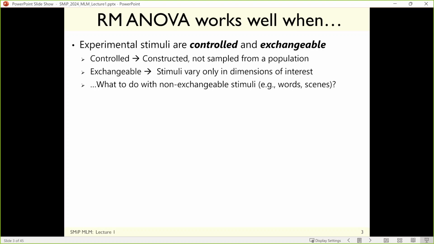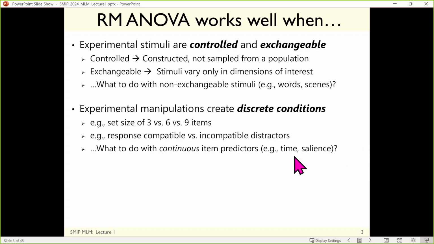They're not things that are sampled from a population where they're more randomly and continuously varying. And the question then is, well, what if we have things that don't really fall under that category, like naturalistic scenes or real words? They have lots and lots of characteristics beyond what we may have measured or manipulated. How do we introduce or capture that variability in a model? Repeated measures ANOVA really wasn't designed to do that.